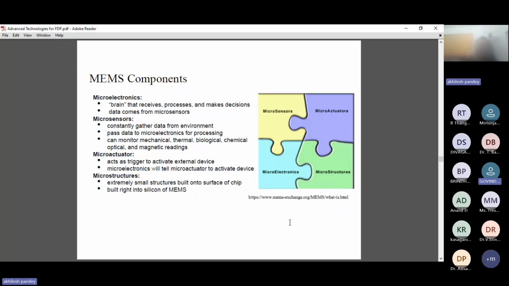the micro device is the brain that receives and processes information and makes the decision, and data comes from micro sensors. Micro sensors constantly gather data from the environment, pass data to the microelectronics for processing, and can monitor mechanical, thermal, biological, chemical, optical, and magnetic readings. A micro actuator acts as a trigger to activate an external device. Microelectronics will tell micro actuators to activate devices. Microstructures are extremely small structures built onto the surface of the chip, built right into the silicon of MEMS.